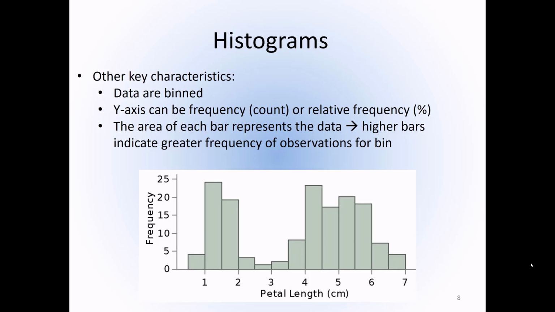And the y-axis has a couple different options. In this particular histogram, we can see the frequency in which the data are occurring in each one of the lengths of these flower petals, and so this would be count data. Or we can display it with relative frequency data, so percentages. Regardless of whether we're using count data or percent data, the area of each of the bars is going to represent our data. And so the taller the bars, the more observations we have in our particular sample.